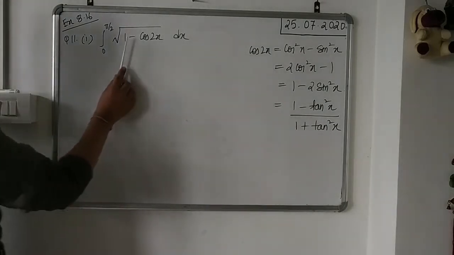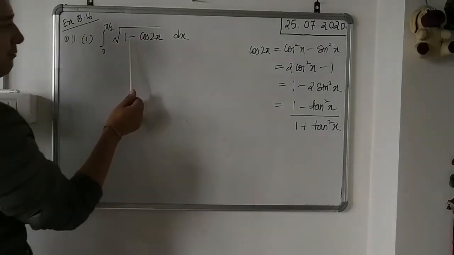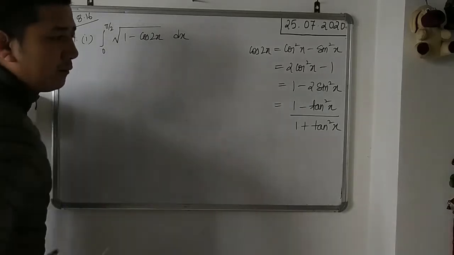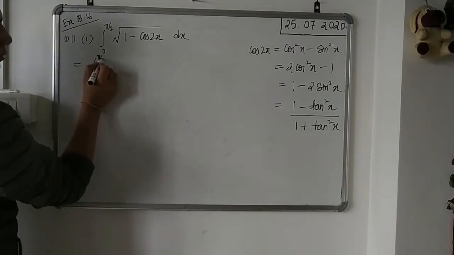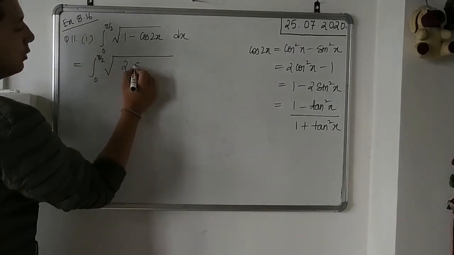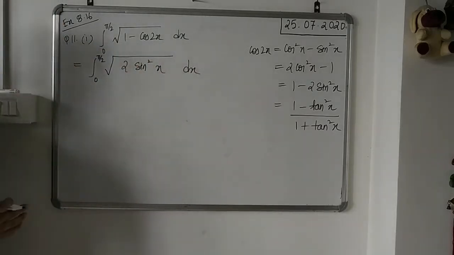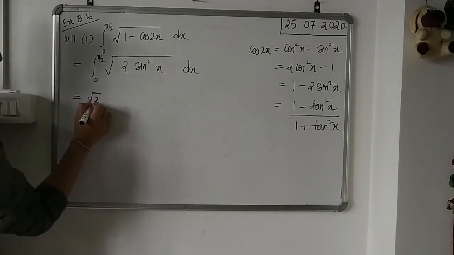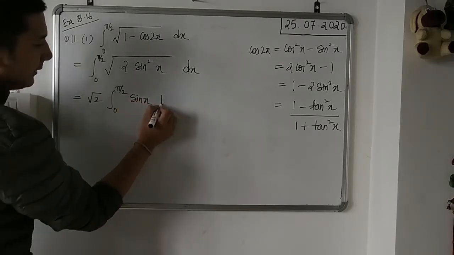If we have minus, then the formula goes for sine. If you have plus, the formula goes for cos. So no doubt here 1 minus cos 2x will be the third formula: 1 minus cos 2x is 2 sine square x. So, 0 to pi by 2 under root 2 sine square x. The square gets cancelled out and root 2 is a constant, which comes outside. So root 2, 0 to pi by 2, sine x dx.